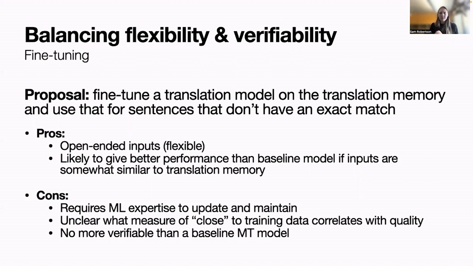But there are some pretty major cons, I think, in this context. One is that it would require a lot of ML expertise to implement this, update it, maintain it, which might be a big burden in deployment. And two, it kind of runs into the exact same usability issues as the baseline machine translation model, right? It's not really clear what close to the training data means anymore, and it's not any more verifiable than the original machine translation model that we would have been dealing with.